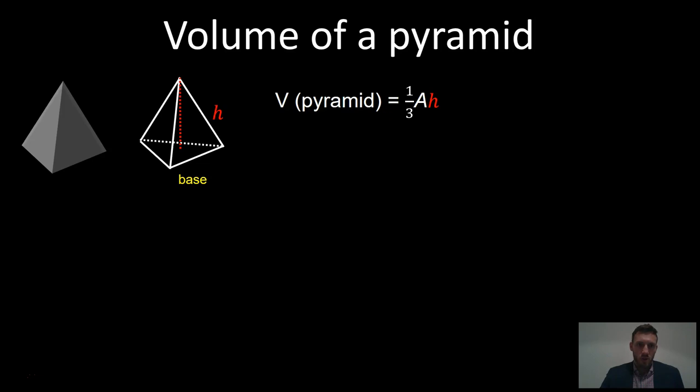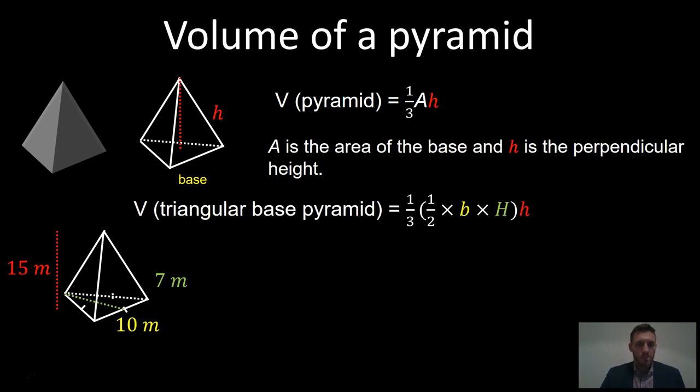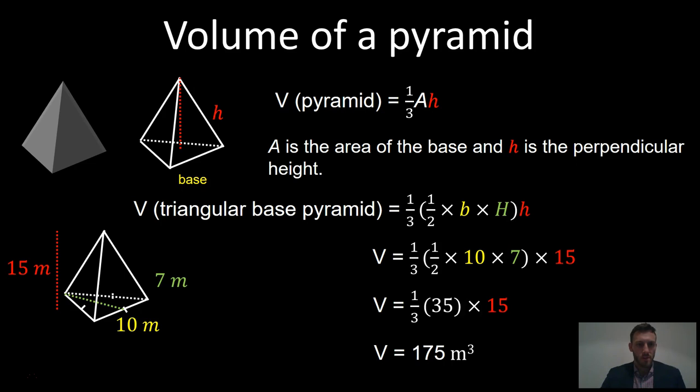Now we have another pyramid with a triangular base. We're going to calculate 1/3 area of the base times the height. And we've got some measurements. This time, our base is a triangle, therefore we have to use the formula for the area of a triangle, which is a half base times height. And this is an equilateral triangle, which means that all the sides are the same length. And we're given the height, or in this case, the height of the base triangle if you're looking at it in 2 dimensions. We substitute in our known values, and we evaluate, and we get the volume of this triangular base pyramid is 175 meters cubed.